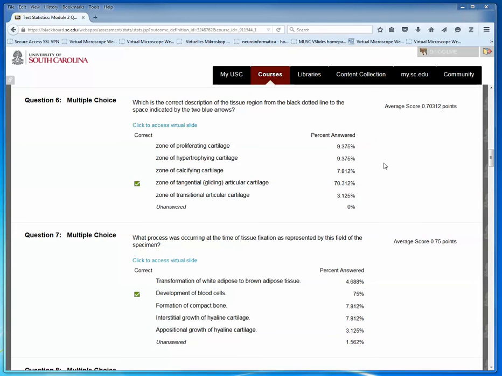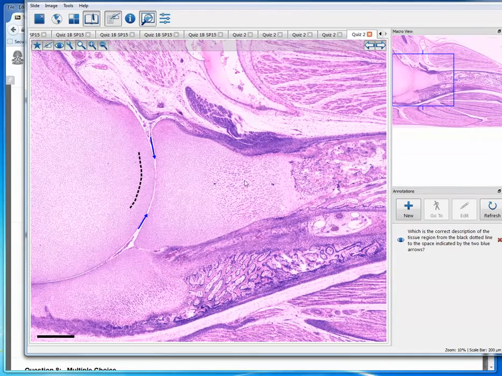And this question was asked about a tissue region between a black dotted line and the space indicated by two arrows. And the region was the zone of tangential gliding articular cartilage. Now the terms themselves are fairly descriptive. Tangential means like a tangent of a circle, and gliding would be close to the articular surface of cartilage. And that's what it is right here.